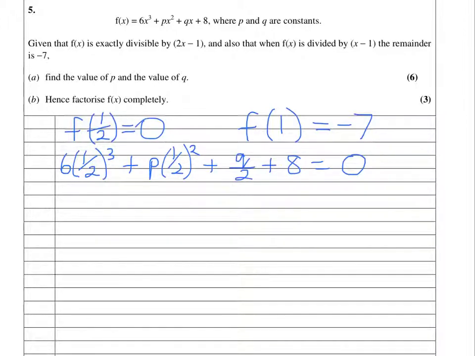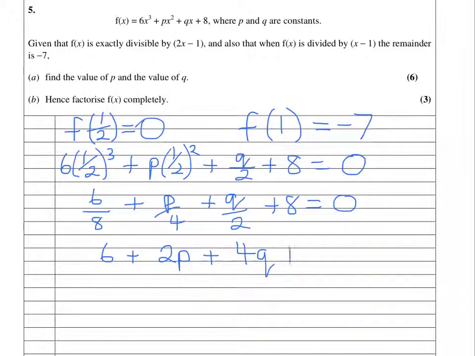Then I'm going to do my cubing and squaring. I get 6 over 8 plus p over 4 plus q over 2 plus 8 equals 0. I'm going to make my life easier and get rid of those denominators by multiplying through by the biggest denominator, which is 8. So then I get 6 plus 2p plus, if I times by 8 divided by 2 is 4, 4q plus 8 times 8, 64 equals 0. I can multiply through by 8 because on the other side we've got 0. 0 times 8 is just 0.